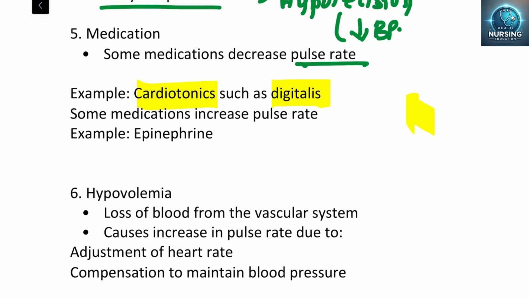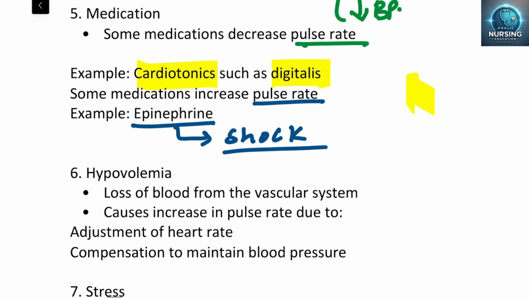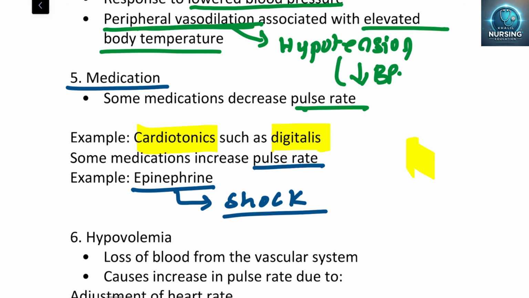Okay, some medications increase the pulse rate. Which one will increase? Epinephrine, which you will give in shock. Clear? Anaphylactic shock. Next, hypovolemia. I hope you understood from the medication.